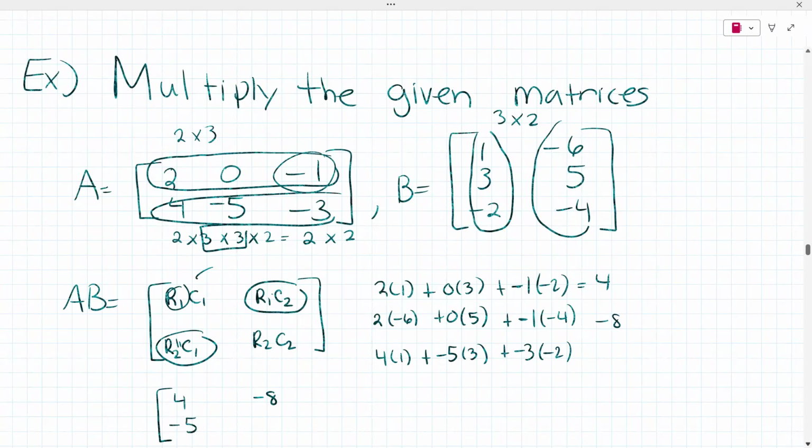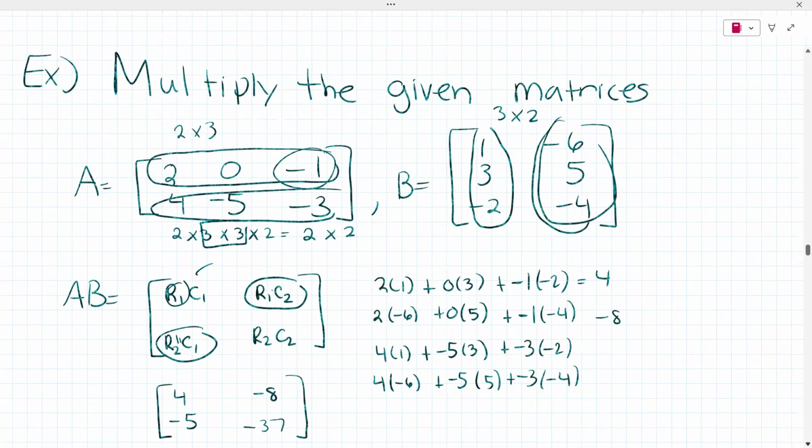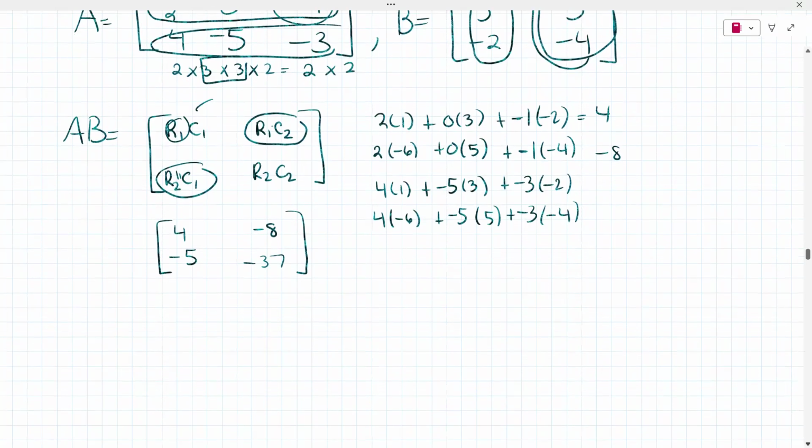And then do the same thing here, this row times this column. So that is going to be 4 times -6 plus -5 times 5 plus -3 times -4. When you do all that work, it should give you -37. Okay, so that is how you multiply two matrices.